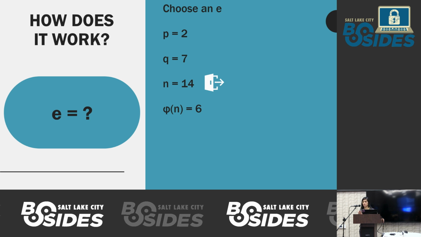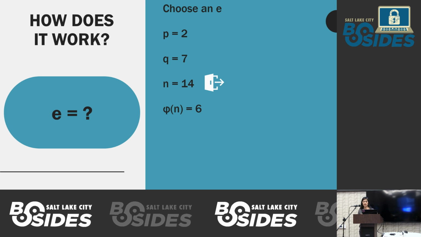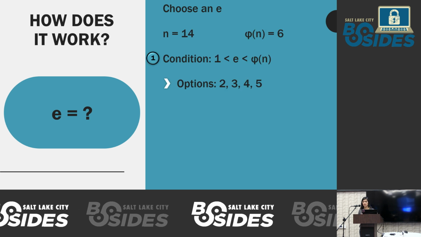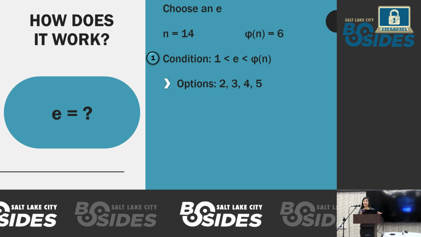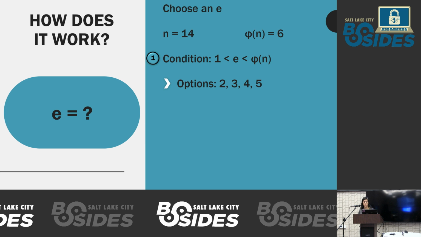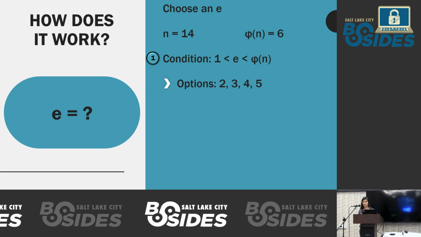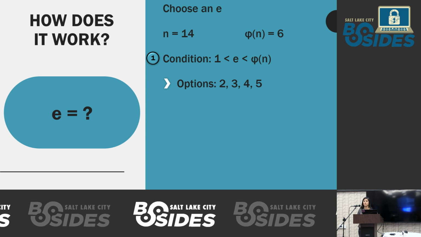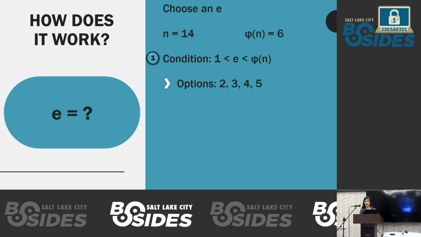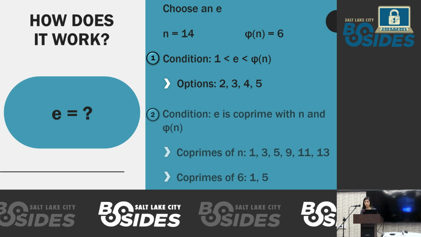So E is a little bit finicky. It has a couple conditions that tell you what you can use for E. The first is that it has to be between 1 and phi n. In this case, phi n was 6, so our options are 2, 3, 4, and 5. The next condition is that E needs to be coprime with n and phi n. So I wrote down all the coprimes.